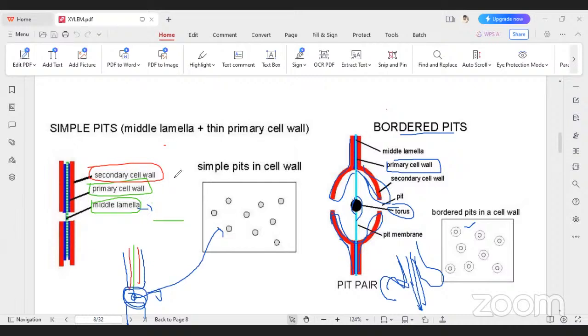And the perforation, where the secondary wall layer is splitting, is another category. So in pitting, there are two types of pits, simple pits or border pits. Right. So next one.